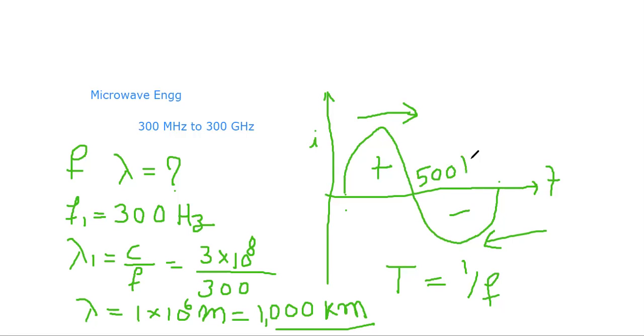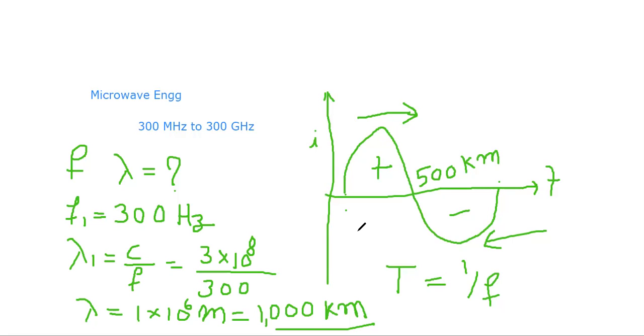The wavelength is in kilometer. So you just imagine, 500 kilometer it is going forward and 500 kilometer it is coming backward. Total wavelength is 1000 kilometer. This is the simple interpretation of the wavelength. Okay, understood? Yes, sir. 500 kilometer it is going forward and 500 kilometer it is coming backward.